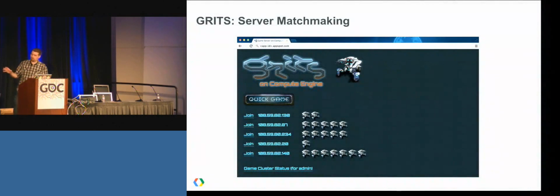And so for Grits, we took a reasonably straightforward approach to implementing this. This is what we added to the existing application. When you log in, you can either do a quick game, just give me a server that has players on it, or you can also see a list of all the servers you have here. Right now there's only 5, but as this scales up, the servers are added to the bottom of the list. You can currently see the IP addresses and how many players are currently active. You can go in and access the admin as well.